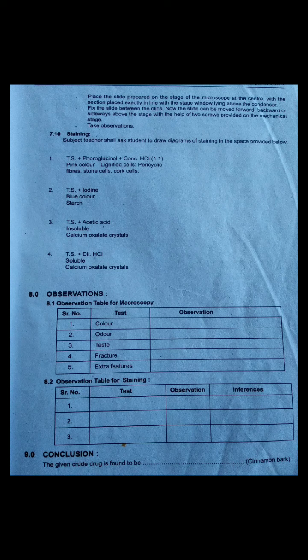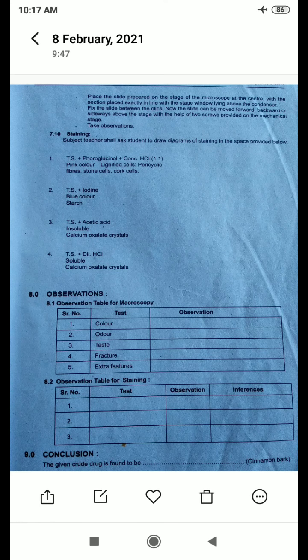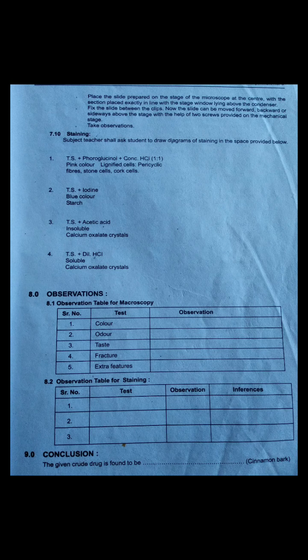Then last is the observation table. First is the observation table for microscopy and second is the observation table for staining. In the first table: test and observation, that is color, odor, taste, fracture and extra features. In the second observation table: test, observation and inference. Then after this practical, write down your conclusion.